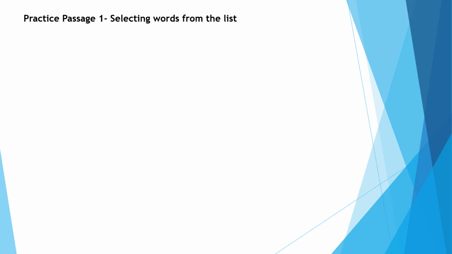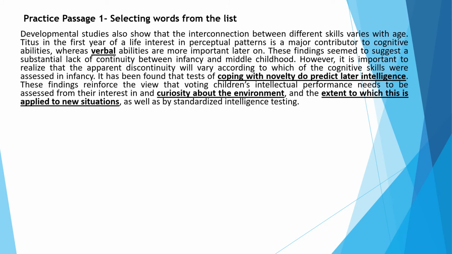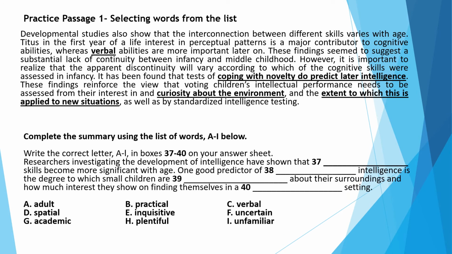Let's take a look at the practice passage 1. Here, we will talk about selecting the words from the list. Now, this is the question. Below, it says complete the summary using the list of words A to I. So write the correct letter in boxes 37 to 40 on your answer sheet. Researchers investigating the development of intelligence have shown that. Now, the answer is C.